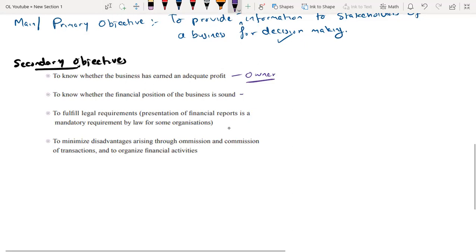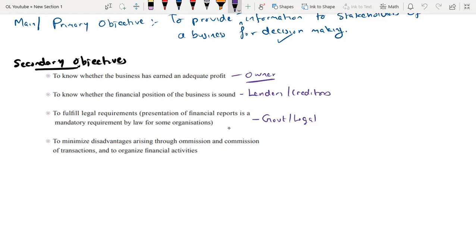The third one could be to fulfill legal requirements. This could mainly come from government side or legal side, right? Because any business organization, mainly companies, have to follow some sort of legal requirements. When they are presenting financial reports, they must follow what is called accounting standards.